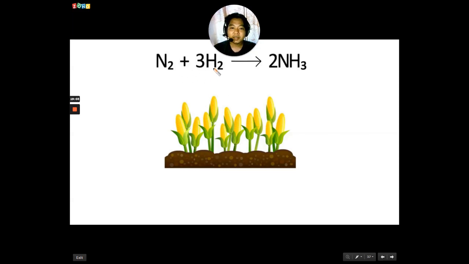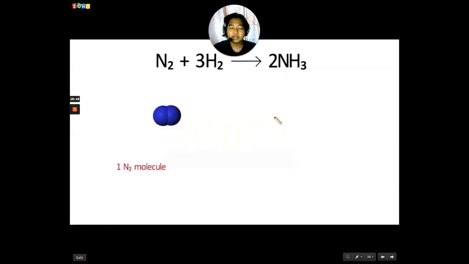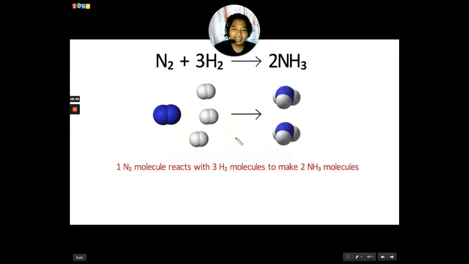A nitrogen does not necessarily meet just one hydrogen, the diatomic element. One nitrogen molecule needs 3 hydrogen molecules to form 2 ammonia. So for the visuals, this is what happens. Our nitrogen molecule meets the hydrogen molecule, so our nitrogen is polygamous. And then, it creates 2 ammonia.